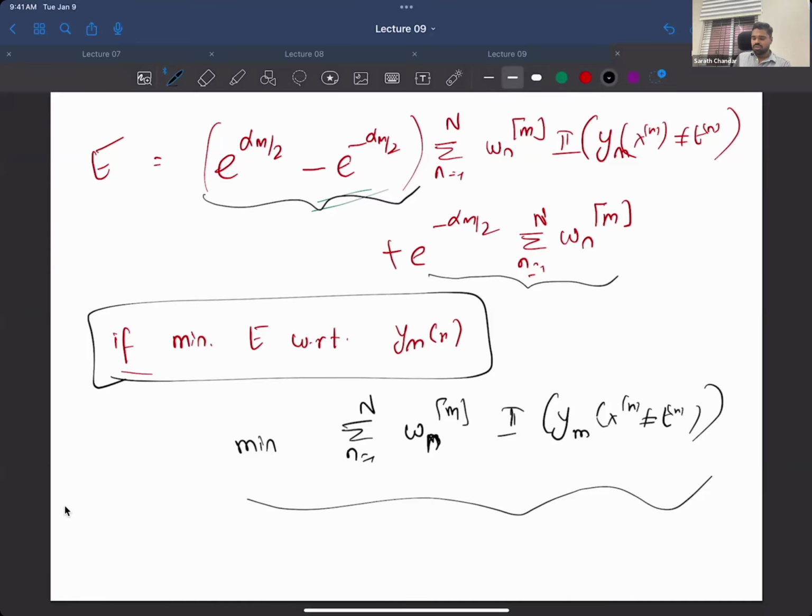Okay, I think we can take a break here. After the break, we're going to take this error function, differentiate it with respect to alpha m, and that would give us the missing details of the AdaBoost algorithm. Okay, so let's take a small break.